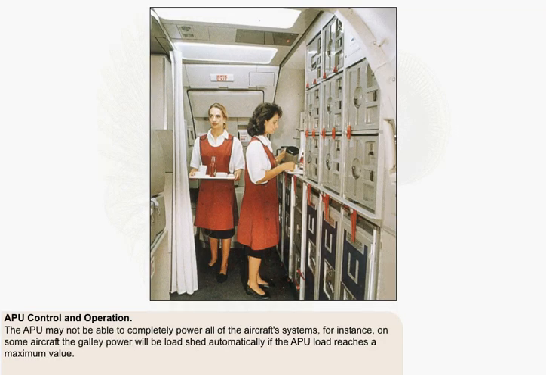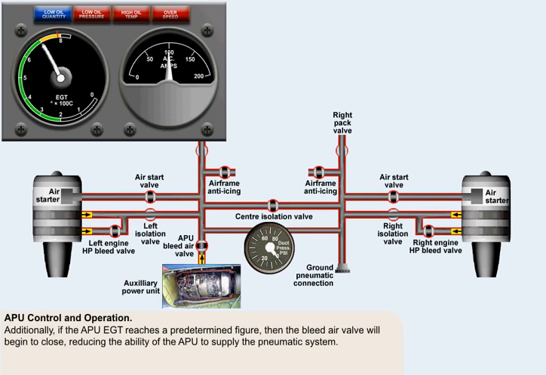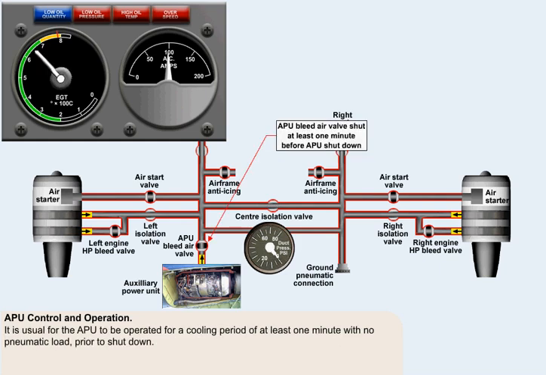The auxiliary power unit may not be able to completely power all of the aircraft systems. For instance, on some aircraft, the galley power will be load shed automatically if the auxiliary power unit load reaches a maximum value. Additionally, if the auxiliary power unit EGT reaches a predetermined figure, then the bleed air valve will begin to close, reducing the ability of the auxiliary power unit to supply the pneumatic system. It's usual for the auxiliary power unit to be operated for a cooling period of at least 1 minute with no pneumatic load prior to shutdown.